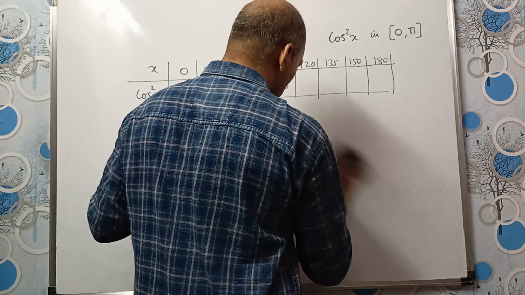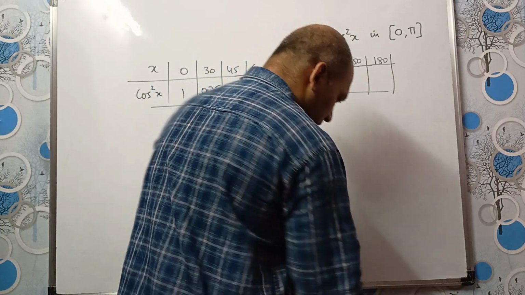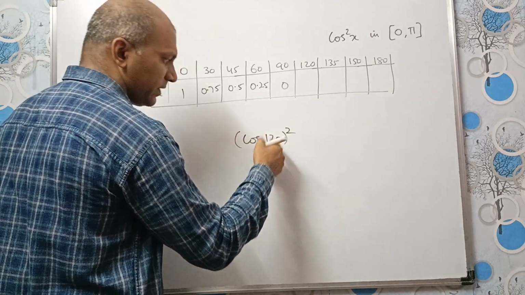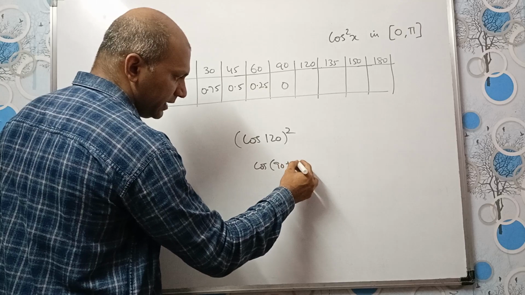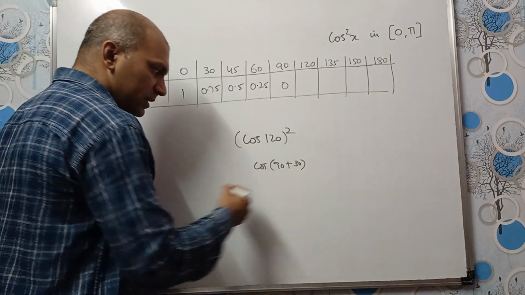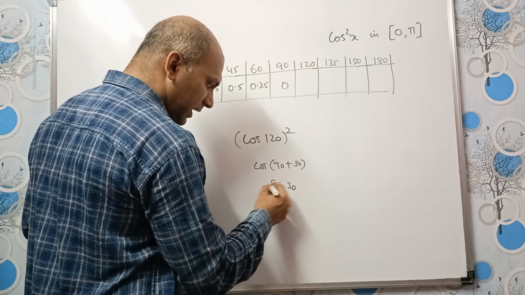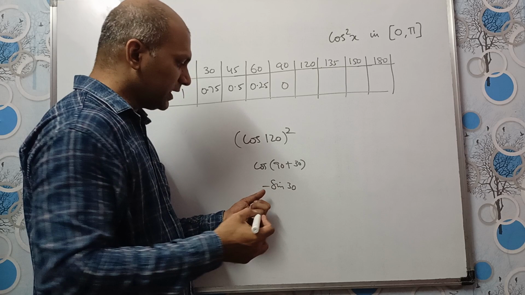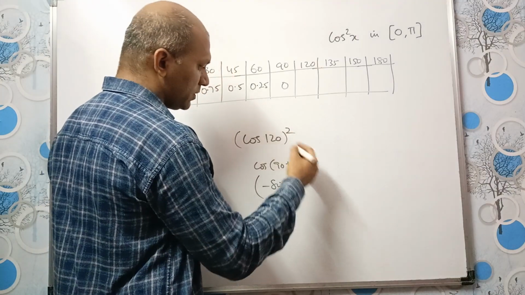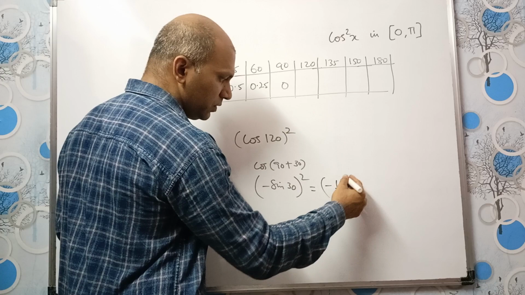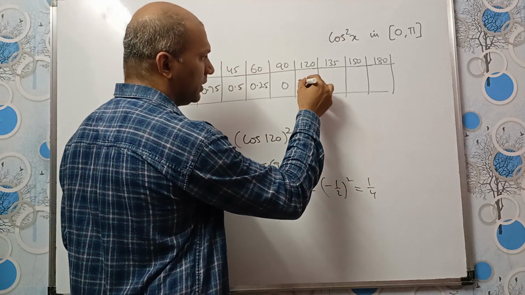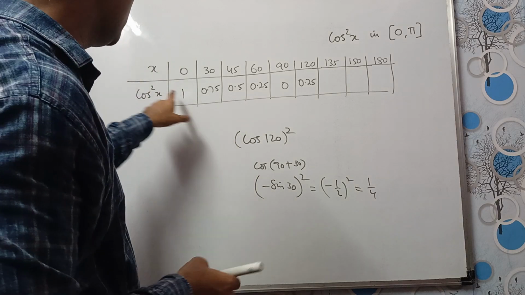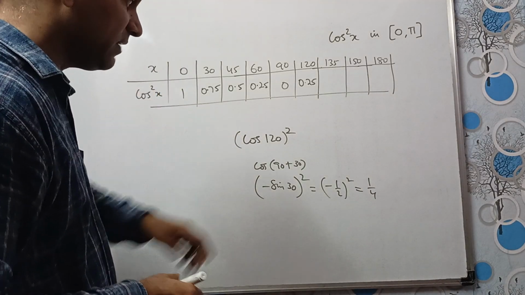Okay. Now 120 degrees. What is cos 120 degrees? Whole square, right? First let us find cos 120. Cos of 90 plus 30 is sine 30 and it will be negative, because 90 plus 30 is in the second quadrant, right? So cos will be negative. So we have square also here. So this will be minus 1 by 2 whole square, 1 by 4, which is 0.25. We will not have negative values. See, all values will be plus because we have square.